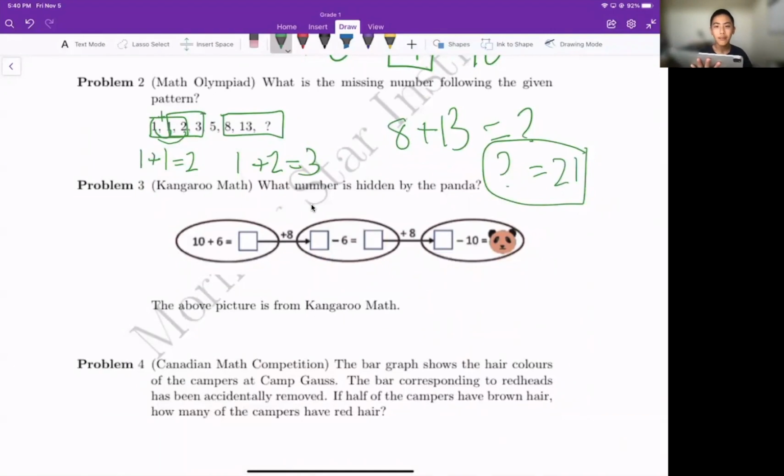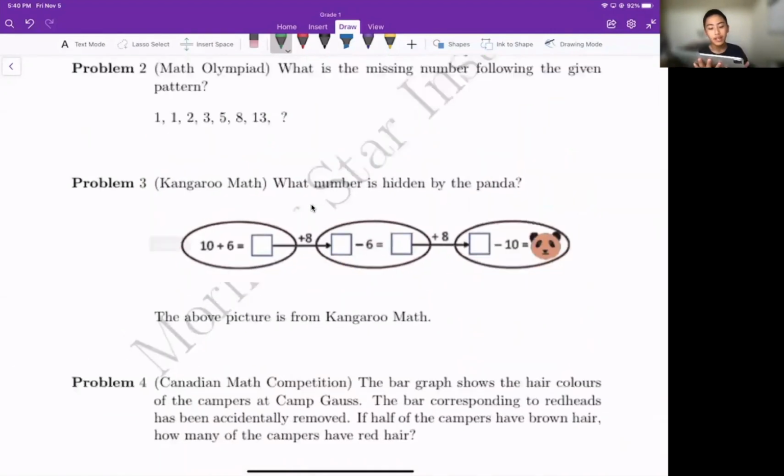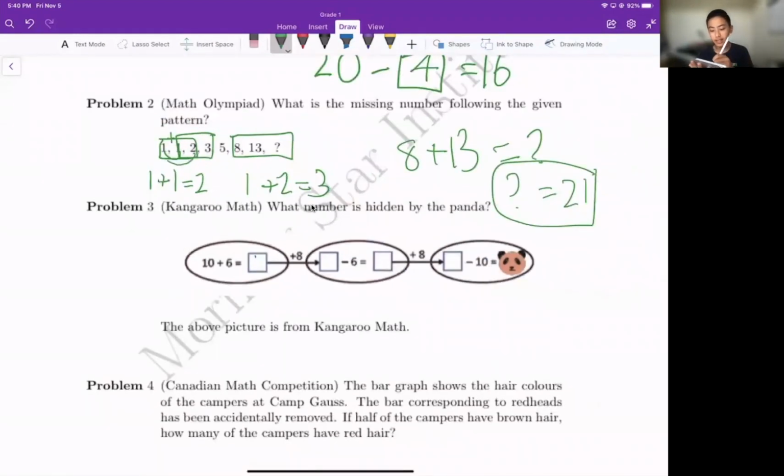Problem 3, what number is hidden by the panda? First of all, 10 plus 6 is 16. 16 plus 8 is 24. 24 minus 6 is 18. And 18 plus 8 is 26. So 26 minus 10 is 16. So this panda is 16.